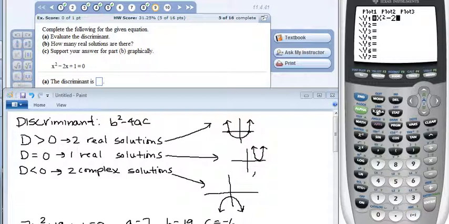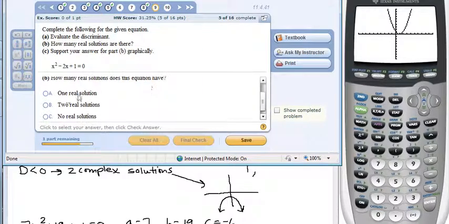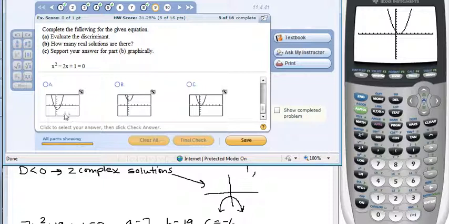Okay, 2x plus 1. I want to graph that and see, does it just touch? Yep, it just barely comes down, nicks it, and goes back up. So this is looking really good. That would mean that my discriminant is 0, and that gives one real solution. As far as my graph goes, this is crossing twice, this is not crossing, and this is crossing once. That looks just like my picture here. So I'm going to pick C. This is turning out to be a really long video.